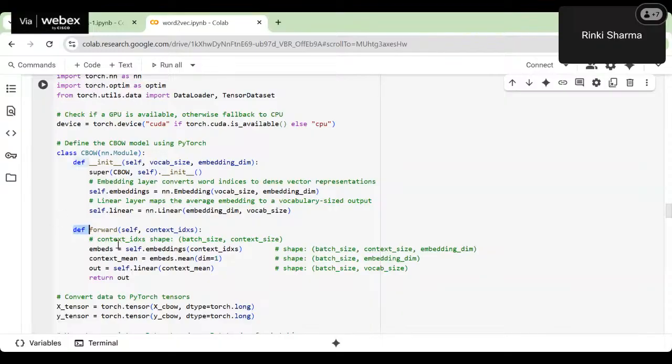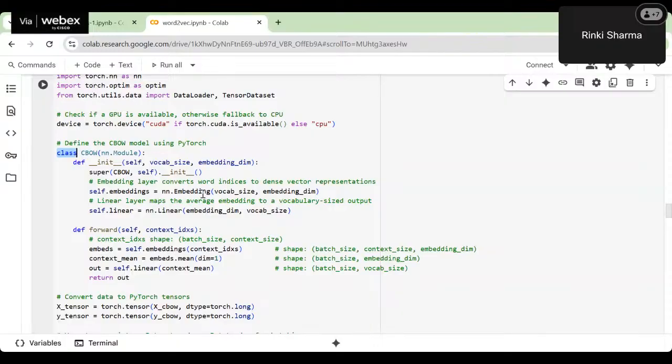So what does this forward layer do? This forward layer means the average embedding of all the context words. Suppose we have 4 words in our context data. So for every word, we have an embedding. This forward function will take the average of all the 4 word embeddings, and then it will pass it to the embedding layer of the CBOW model.